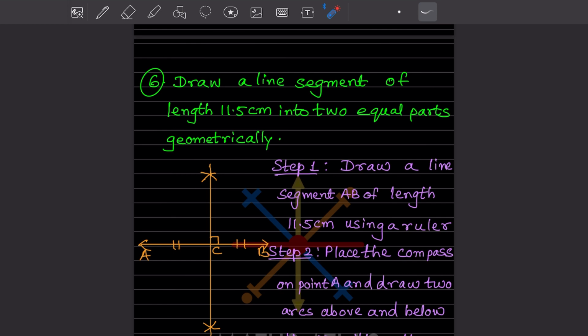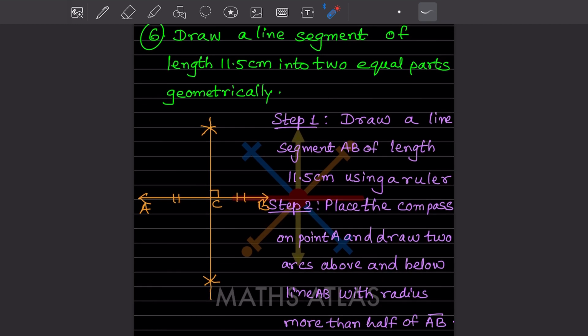Place the compass on A and draw two arcs. So you will place the compass here and draw one arc over here, and again here you will draw one arc, that is, above and below the line. You will take more than half, then draw an arc with the same distance, taking more than half. You will draw an arc over here. Again, you are going to draw an arc over here.